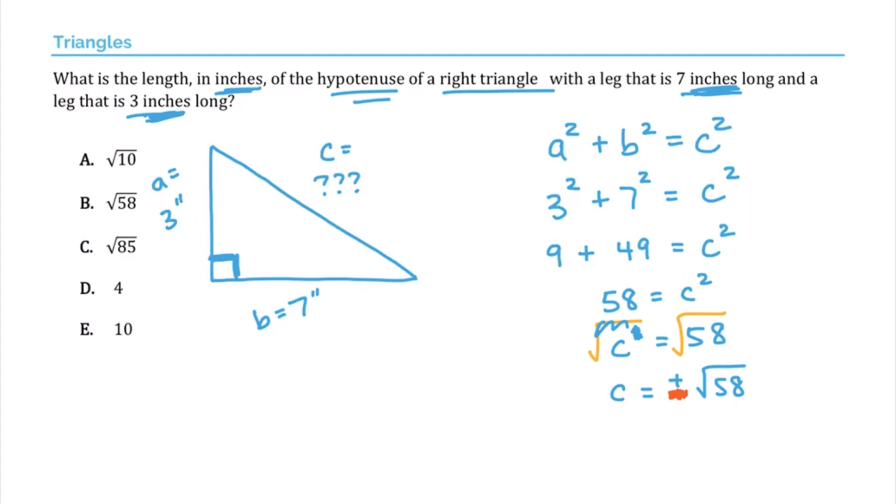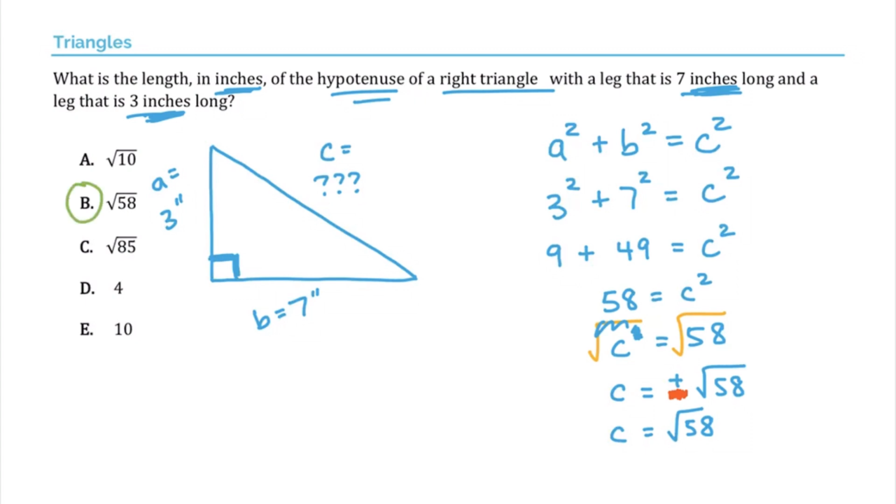But again, yes, it's true that this one has to be the positive answer, but I want you to be in the habit of always writing plus or minus when you start with a squared variable and take the square root to solve. Okay, that was a little bit tangential. Our answer is that c is the positive square root of 58, so the answer is B.